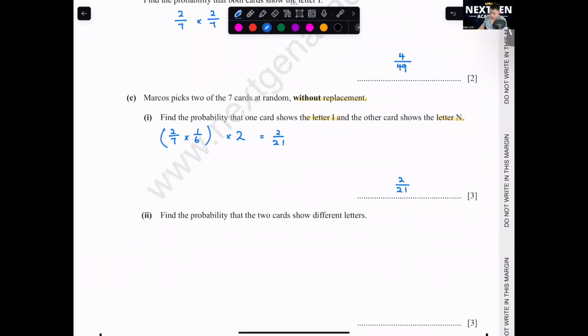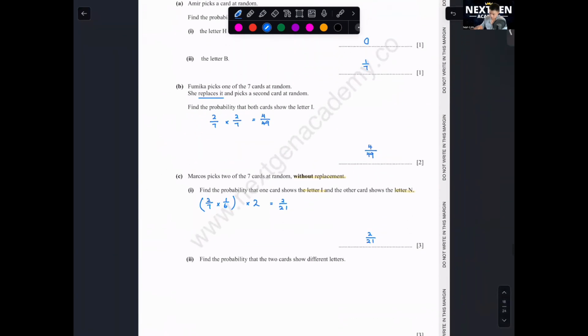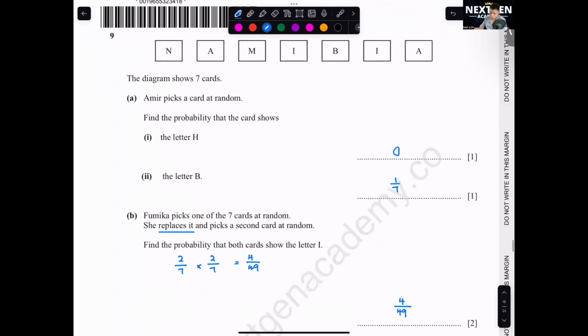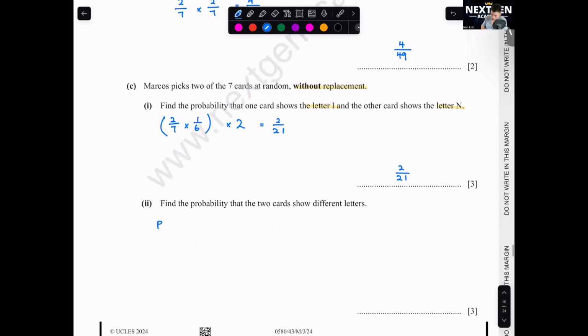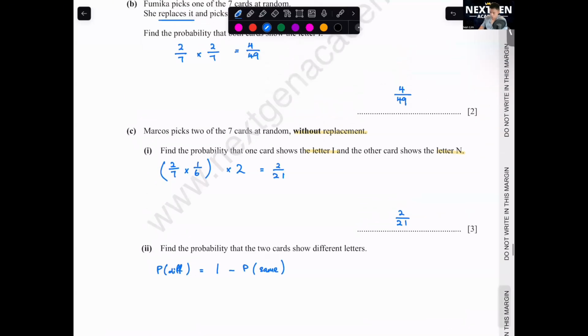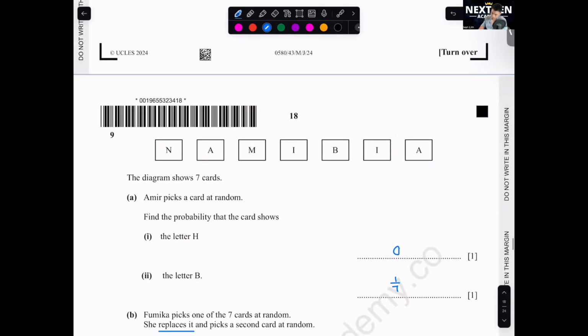Okay, question 2, find the probability that the 2 cards show different letters. Do I need to slowly go and find every single different letter? You don't need to. What you can do is, for the probability of different letters, take 1 minus the probability that both of them are the same letters. So what is your probability of getting the same letters?